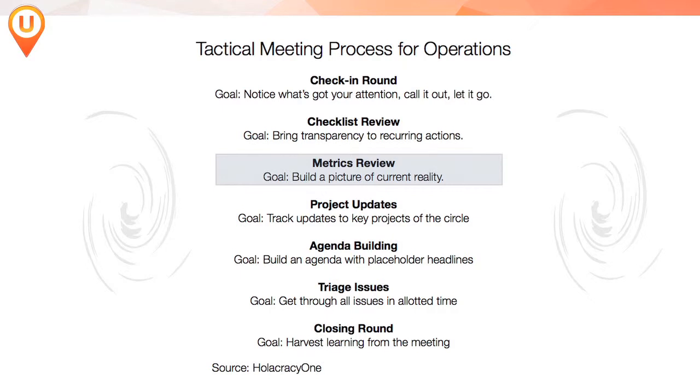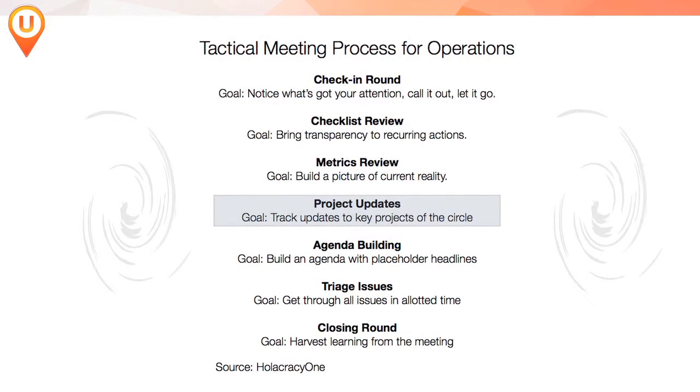Having done that, we move to the metrics review, and the goal of that is to build a picture of our current reality. The metrics can include sales figures, how many people have enrolled for a certain course, any of the data that we're gathering around our performance as an organization that can help us become more aware of where we're at, how things are going, and inform decisions as we move forward. Then the project updates. Within our organization, we'll have a number of projects, and within those projects, there'll be a number of actions. So we'll zoom in on the projects and get a status update on where we are and any connections that need to be made to move the project forward.